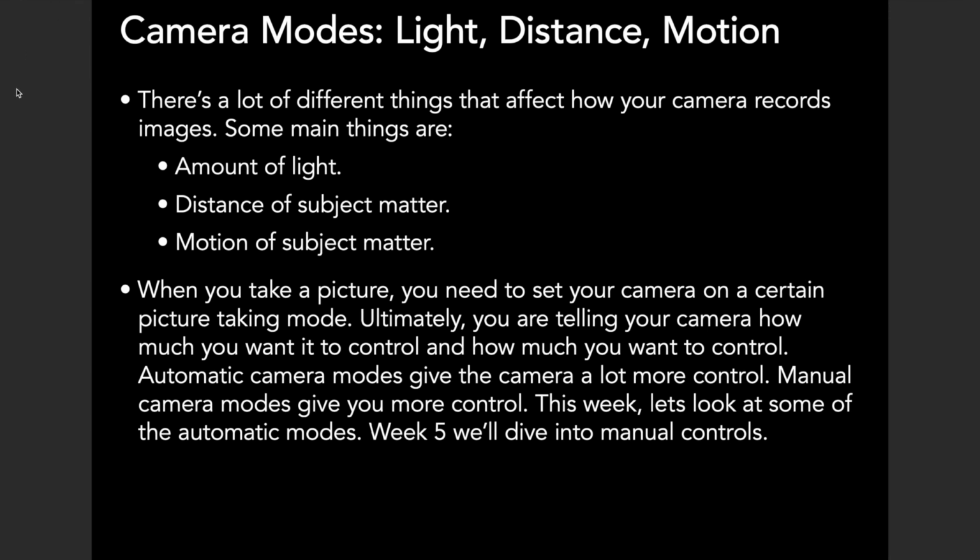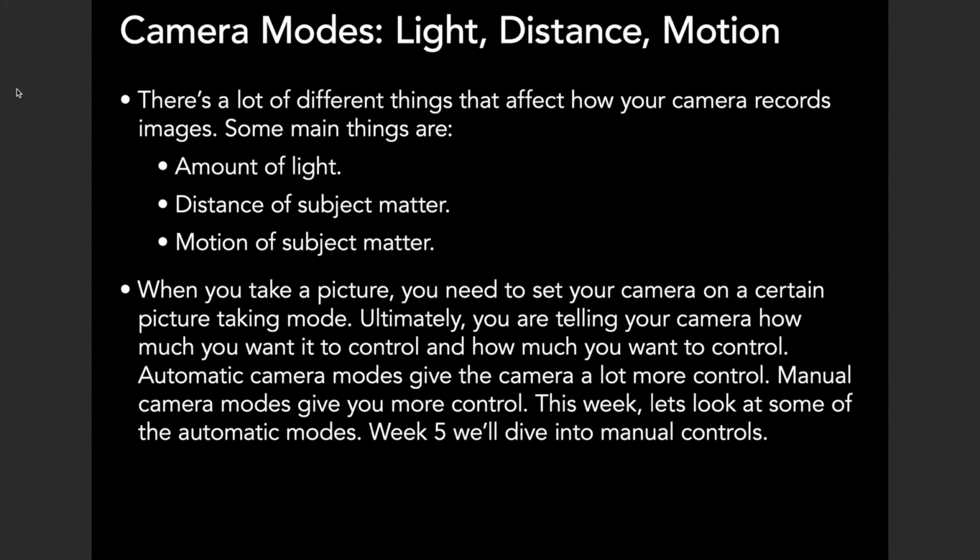Okay, let's talk about camera modes and how you can gain even a little bit more control over how you're taking a picture. So there's a lot of different things that affect how your camera records an image, but some of those things are the amount of light, the distance of the subject matter, so we talked about focus, but then also the motion of the subject matter can really affect how your camera takes a picture.